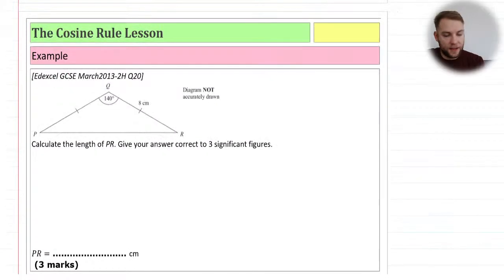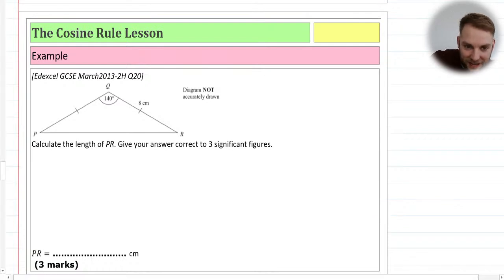So let's have a go at it together then. I think I gave you a big hint there, didn't I? I said, what do these lines mean? Well, it means that they're the same, so this one over here is 8 centimeters as well. That's your first little hint. Now it's asking for P to R, which is this bottom one.